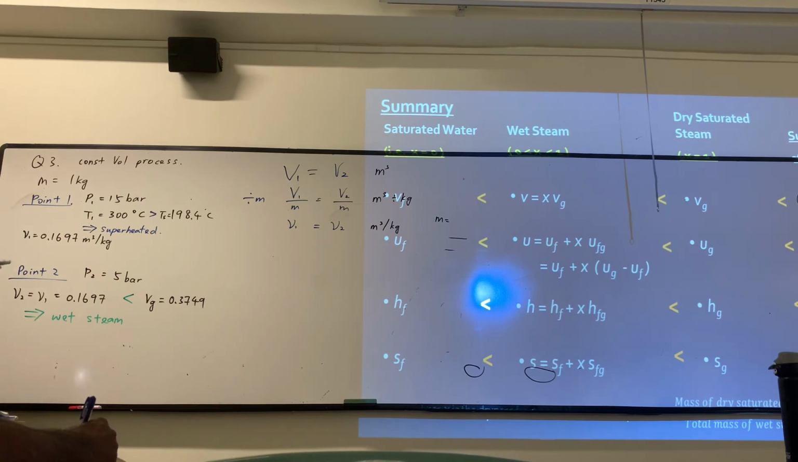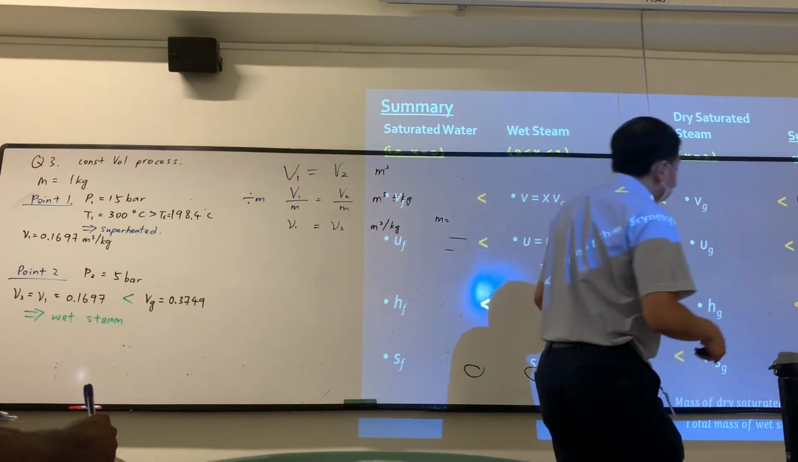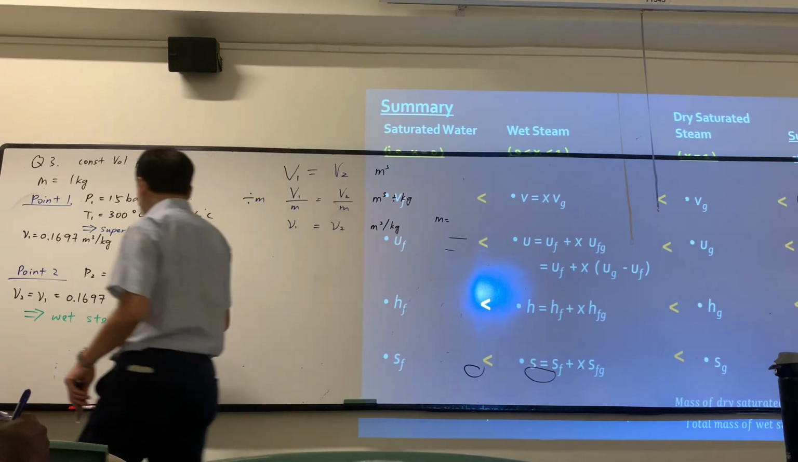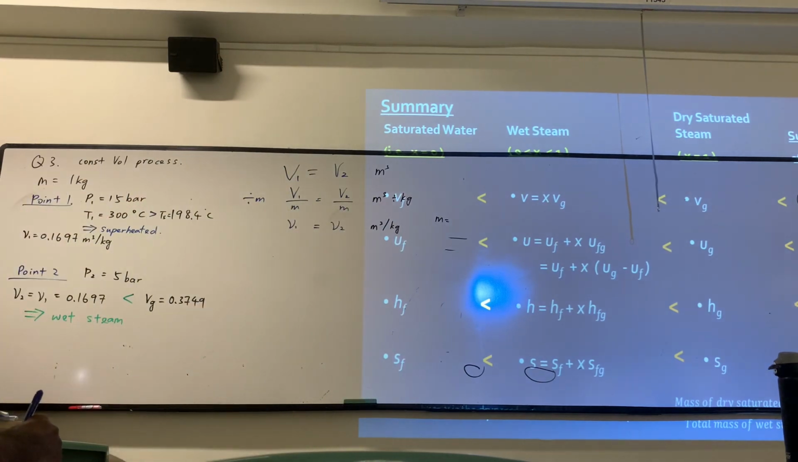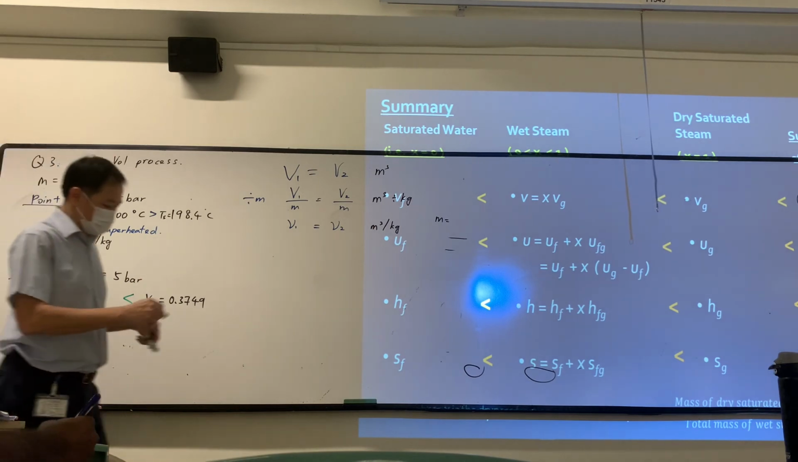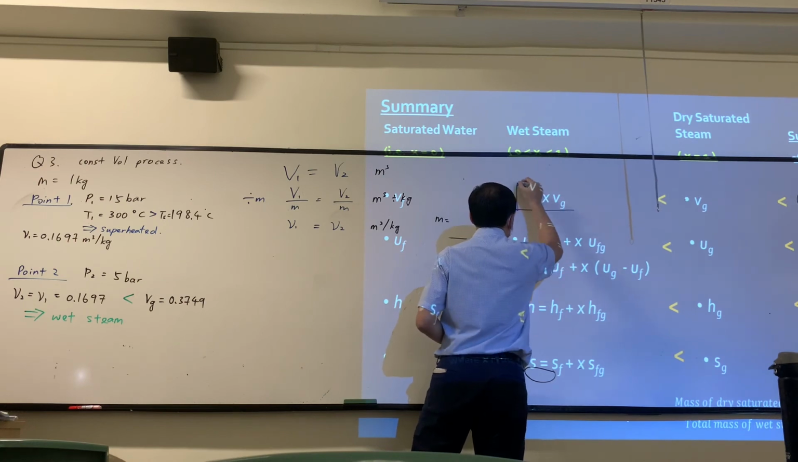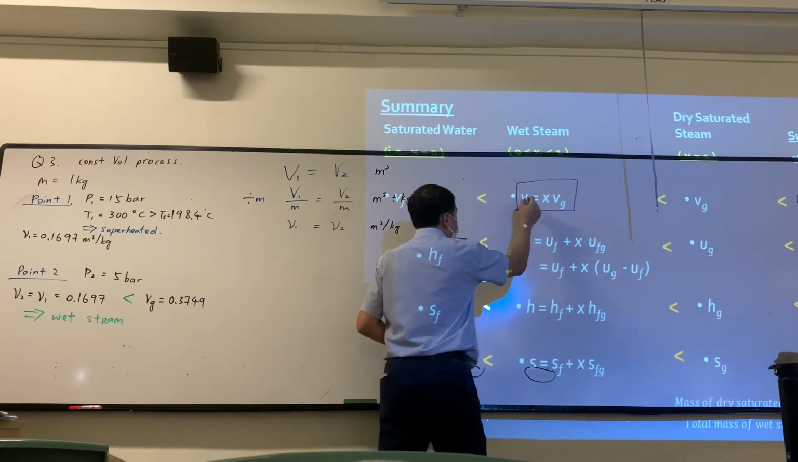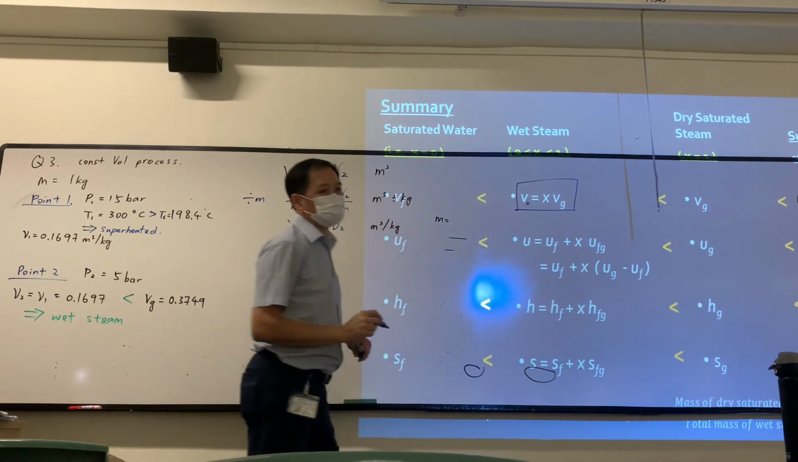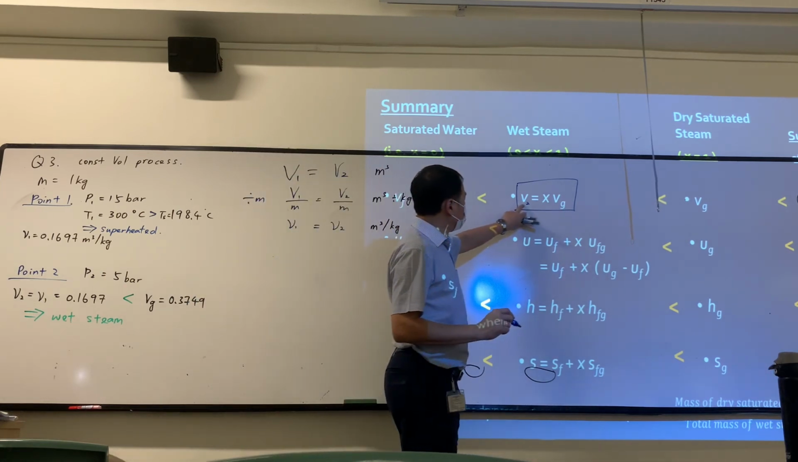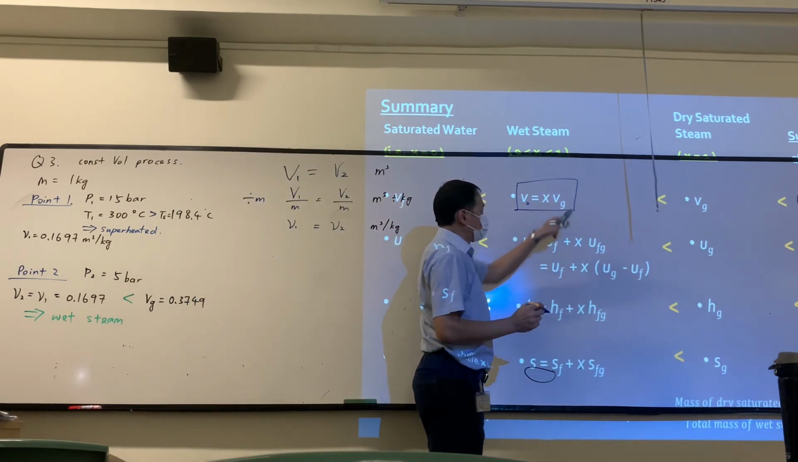Next, what is the dryness fraction? How to find the dryness fraction? Remember what I said: if it is superheated, you need to find the temperature. If it is wet, you need to find the dryness fraction. We will use exactly this wet steam calculation, where this is your V2. So V2 equals X times VG.